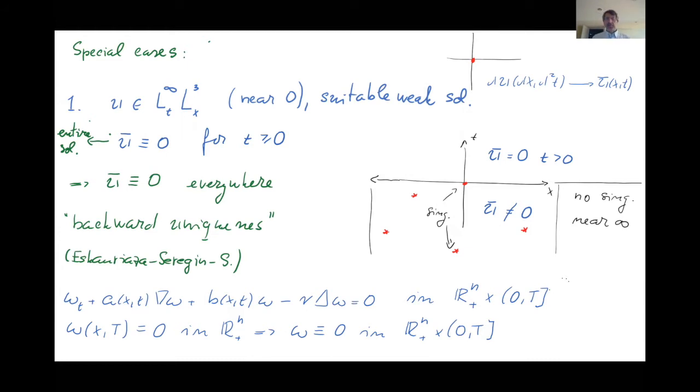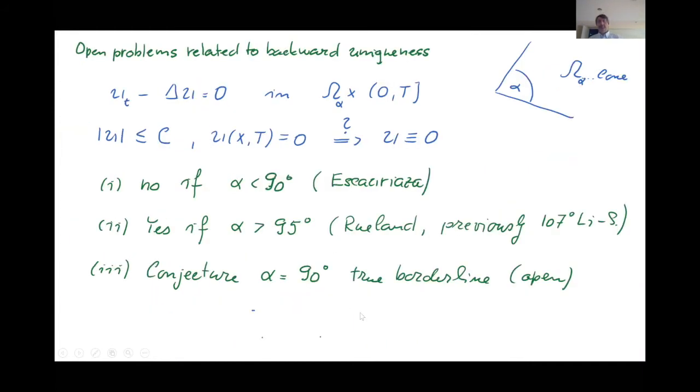And the control has no chance of catching up with them. So if you look at it that way, that's one way to see that there is a chance to have a theorem like this. But there are still interesting problems related to this question, even for the heat equation. So let me mention one of them.